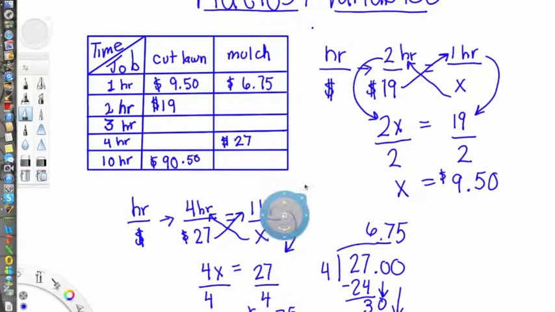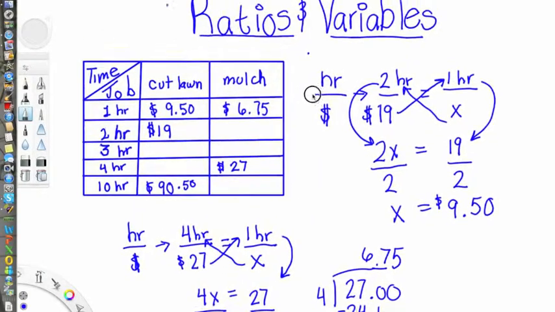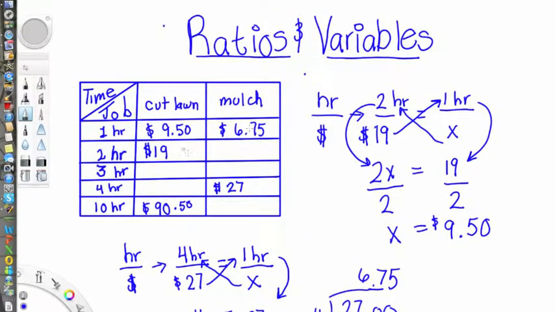The way we get started is by setting up these equivalent ratios or proportions, but we have one piece of data missing. And we can use cross multiplication to give us an equation, and then we isolate the variable to find out our desired amount of money.